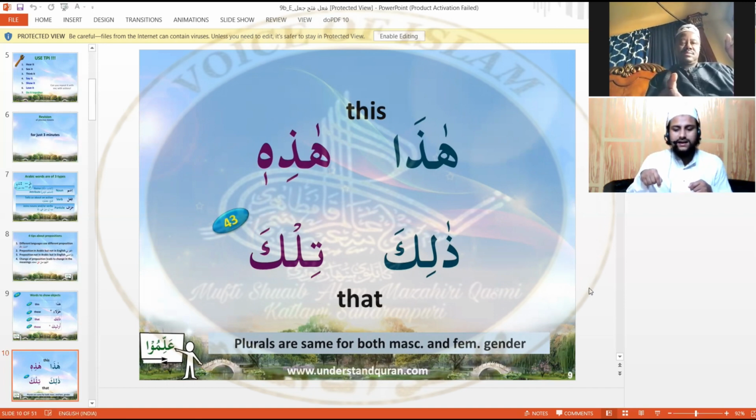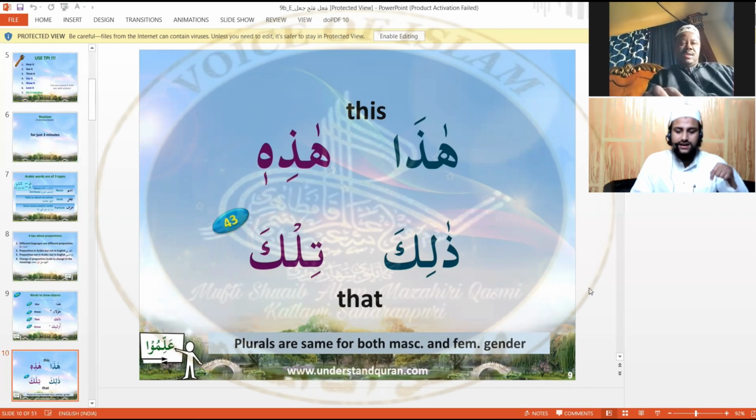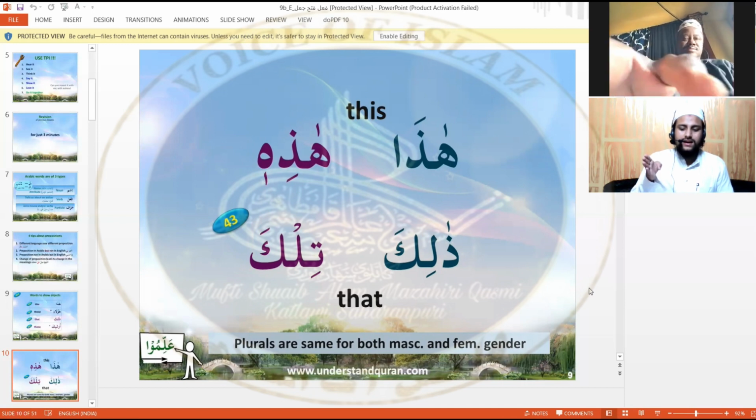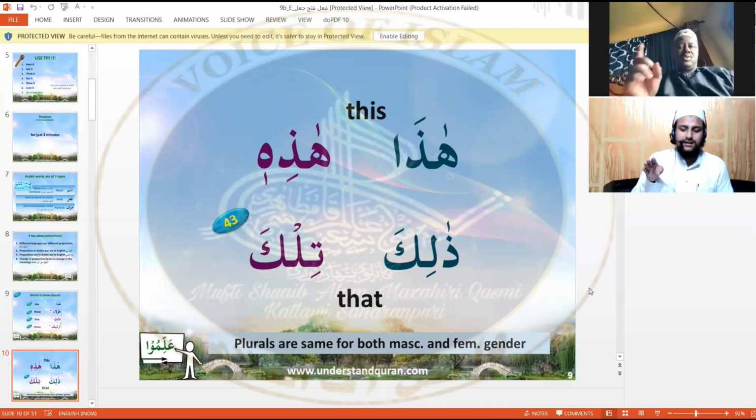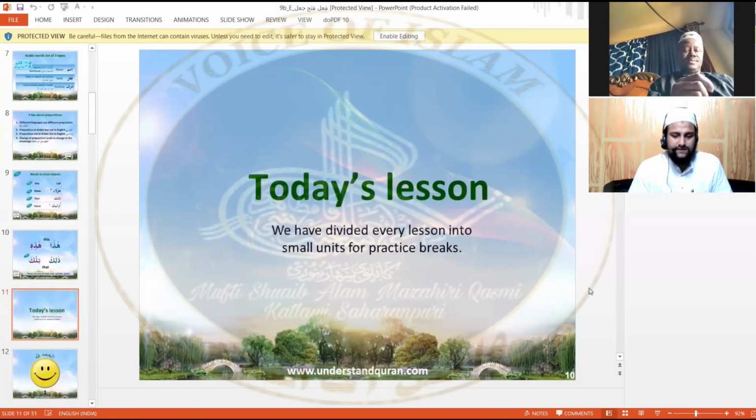And hada, right hand, one, not plural. And hadihi, left hand. So hada, hadihi, zalika, tilka, ulaika, haulai. You know, plurals are the same for both masculine and feminine gender, as we have learned it.